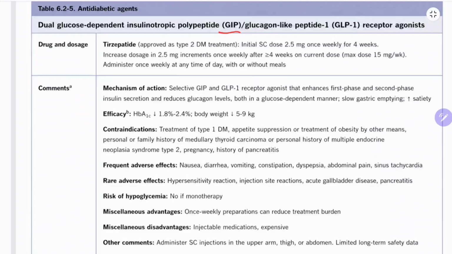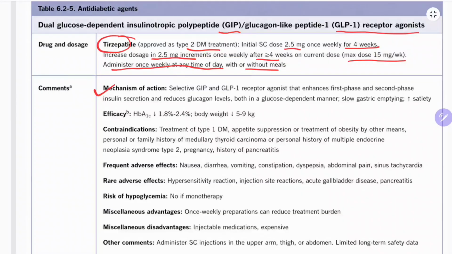So now GIP, glucose dependent insulinotropic polypeptide, and GLP-1 receptor dual action. That is only one drug, that is tirzepatide. This is approved for type 2 diabetes mellitus. Initial dose is 2.5 mg once weekly for 4 weeks. Then increase in 2.5 mg increments once weekly after 4 weeks, up to 15 mg per week you can give. Administer once weekly at any time of day with or without meals.